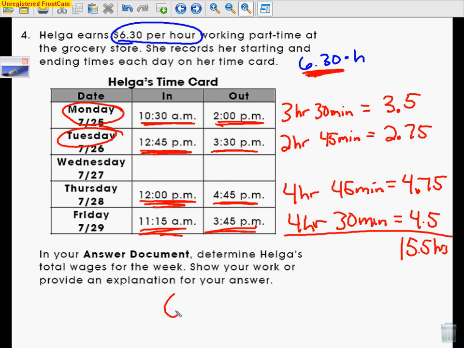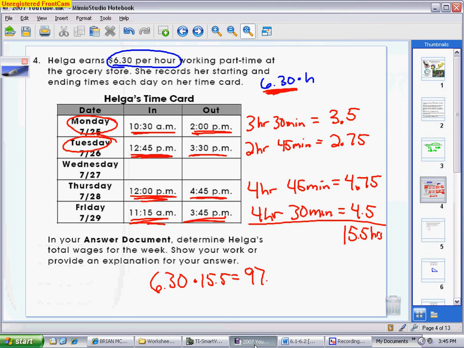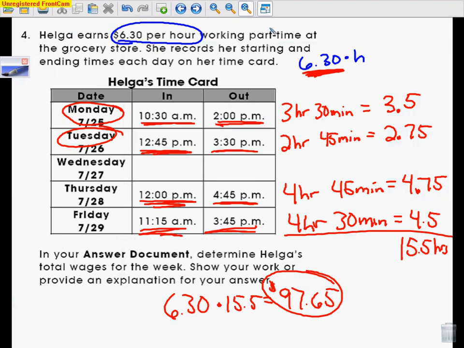So 6.3 times 15.5 equals $97 and how much was it? $97.65. $97.65. So that would be your answer. All right. Good. Let's move on.